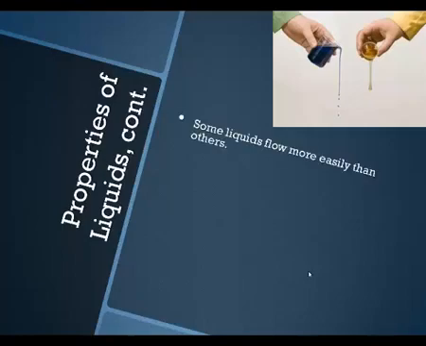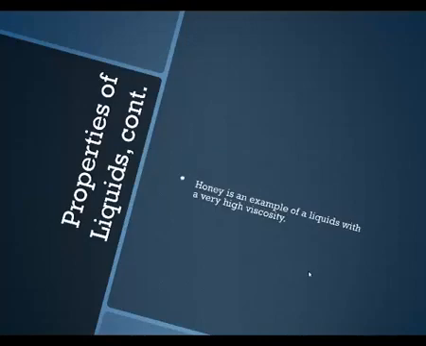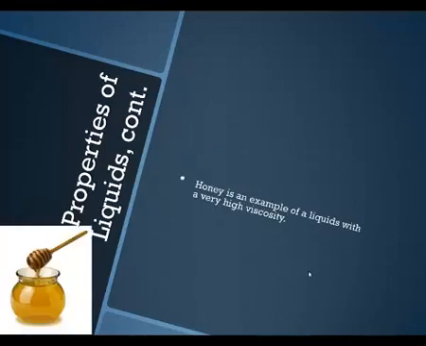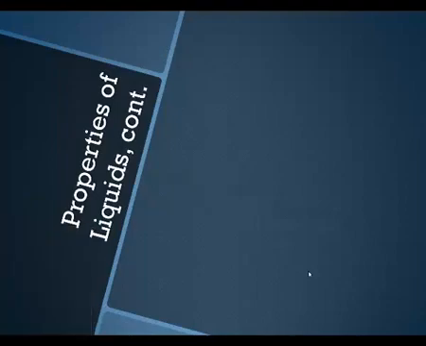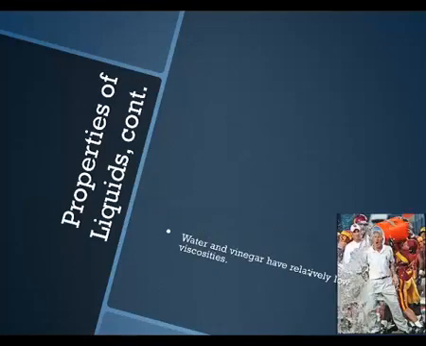Some liquids flow more easily than others. Liquids with high viscosity flow slowly. Honey is an example of a liquid with a very high viscosity. Liquids with low viscosity flow quickly. So water and vinegar have relatively low viscosities. Hence the reason that the Gatorade douse tends to work. If water had the viscosity of honey, the coach would be able to move out of the way pretty quickly.